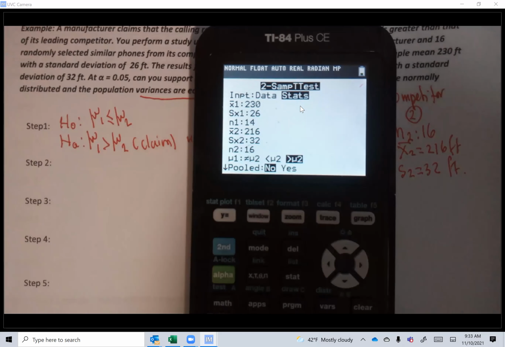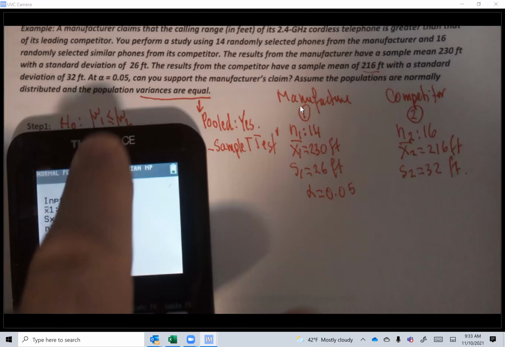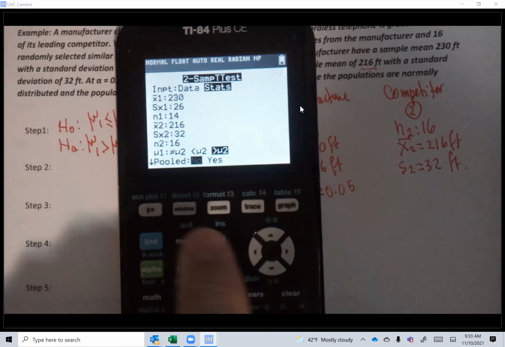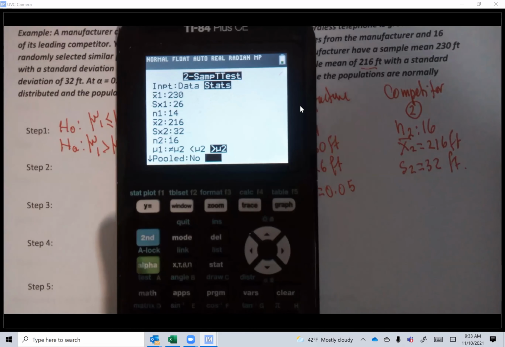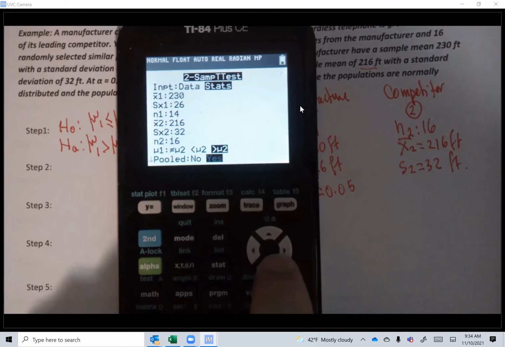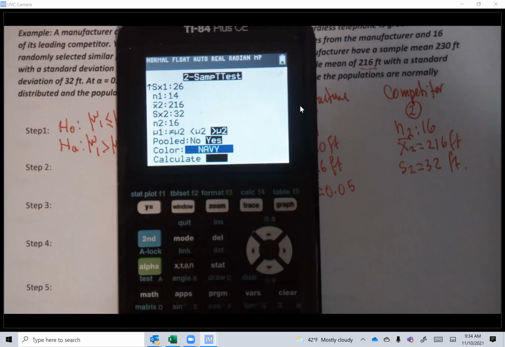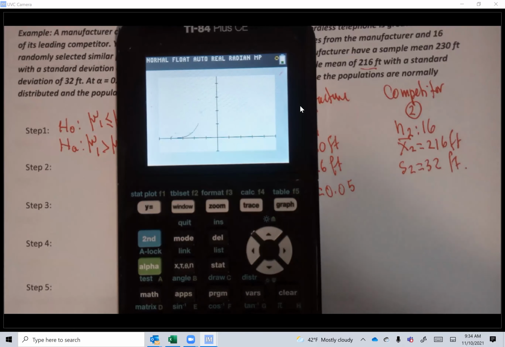And again, don't ignore pooled. We said we're going to use yes because it says population variances are equal. That's an assumption we make. And now, guys, let me just run. If you want to do a draw, your p-value is going to be on the right. Look how nice the normal curve is.